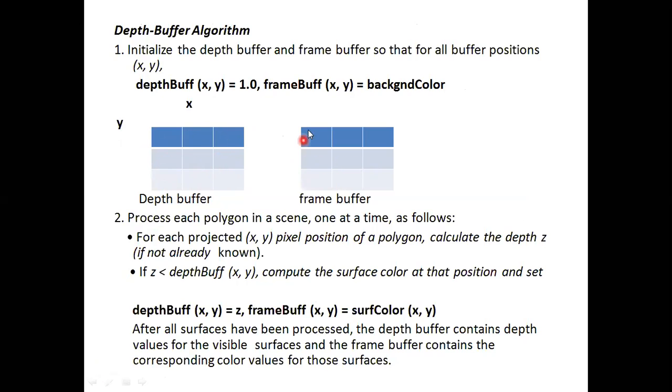And in the frame buffer, for each X and Y, that is X is columns and Y is rows, for each of these cells I will be storing the background color at that particular position, whether the background color is black, white, or something else. Next, I will process each polygon in the scene at a time, as follows.